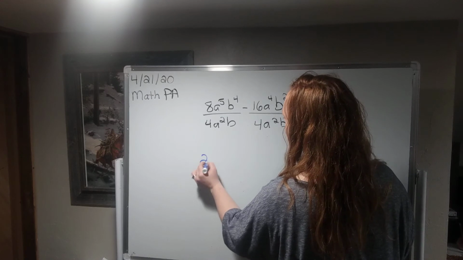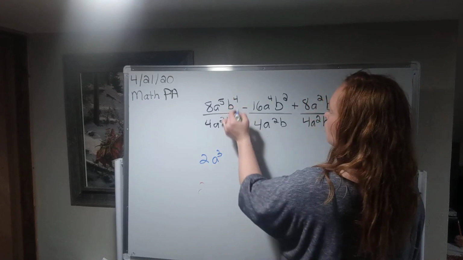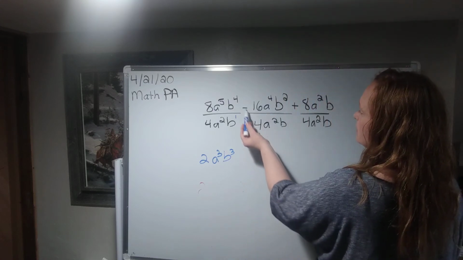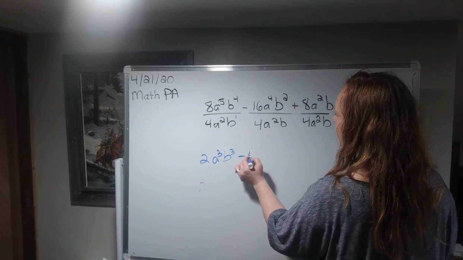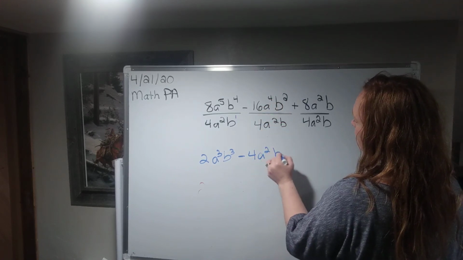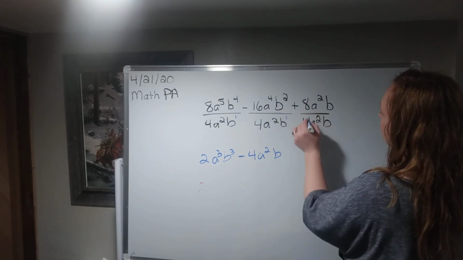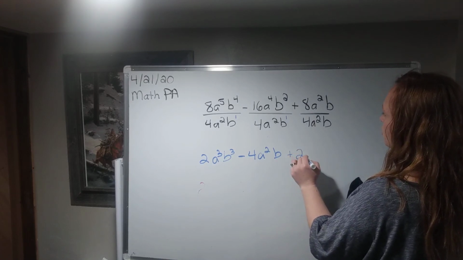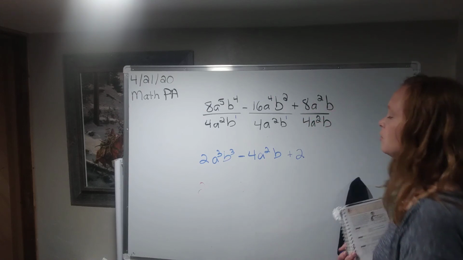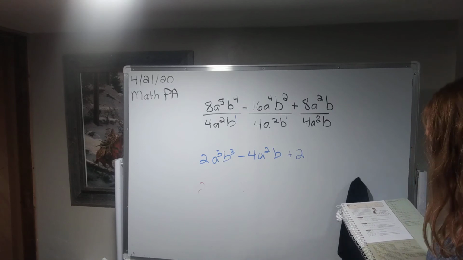8 divided by 4 is 2. 5 minus 2 is 3, so a cubed. 4 minus 1 is 3, so b cubed. Negative 16 divided by 4 is negative 4. 4 minus 2, so a squared. B is 2 minus 1, which equals 1, and I don't need to put that. 8 divided by 4 is 2, so plus 2. 2 minus 2 is 0, so those cancel, and my b's cancel. So 2a cubed b cubed minus 4a squared b plus 2.